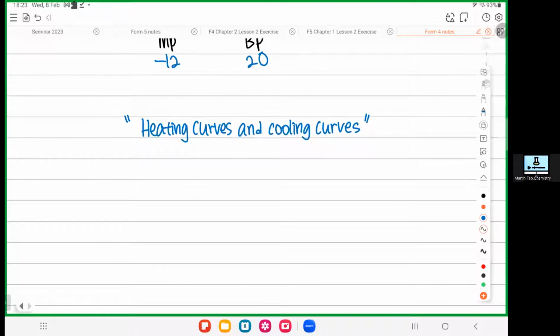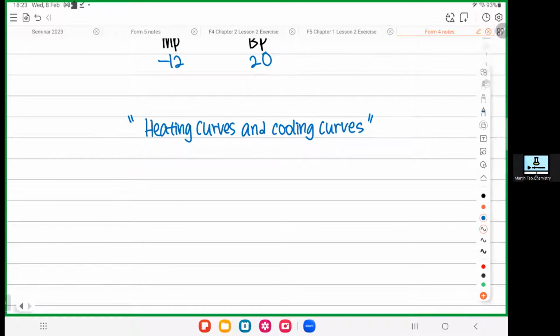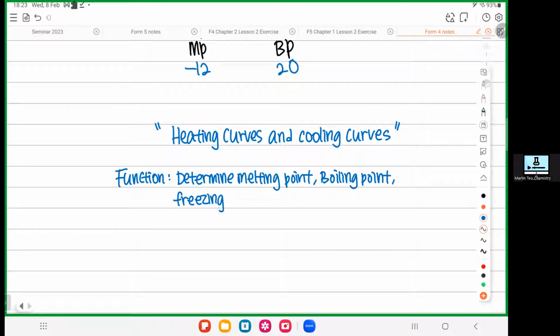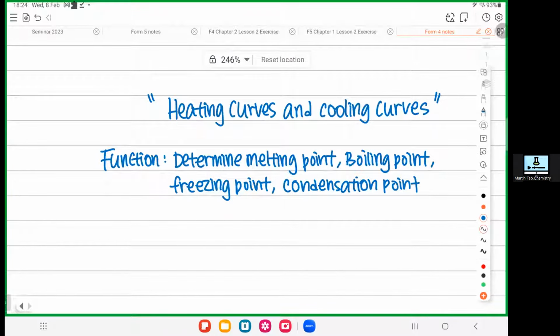Okay, let's start. First and foremost, what is the function of heating curve and cooling curve? Why do we need to learn heating curve and cooling curve? They help us to determine those important things like melting point, boiling point, freezing point, condensation point. You want to find all these important temperatures. So heating curve and cooling curve help us to find out the melting point, boiling point, freezing point, and also condensation point.